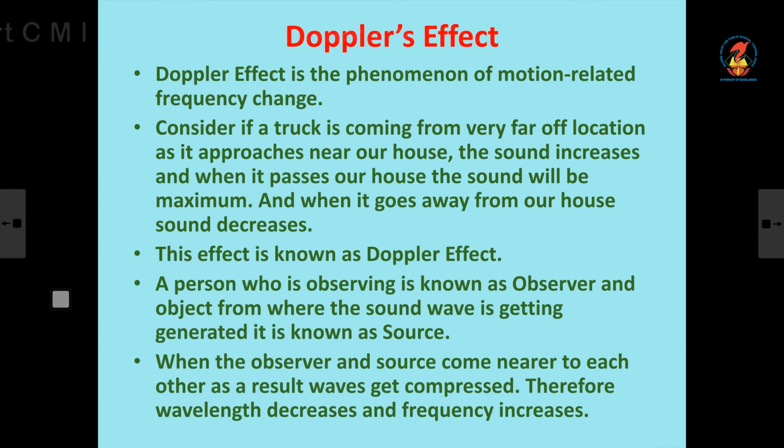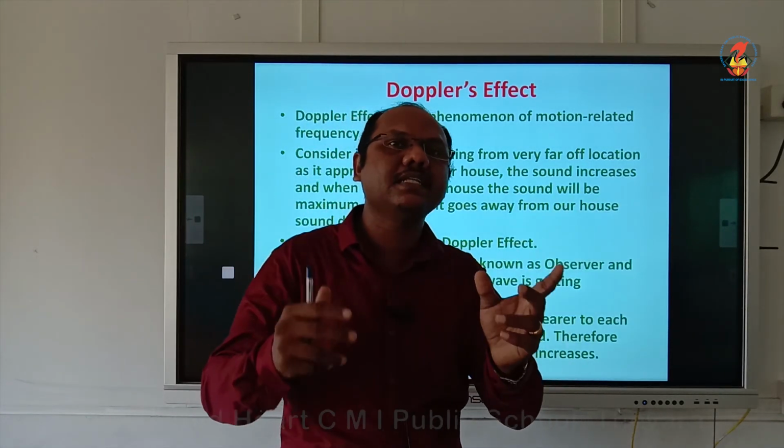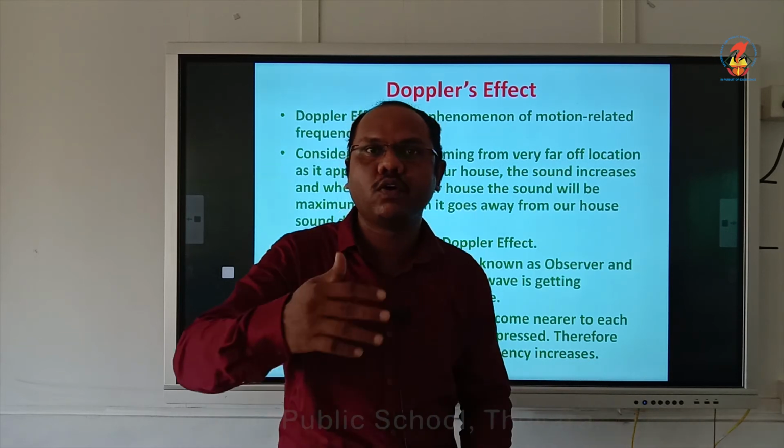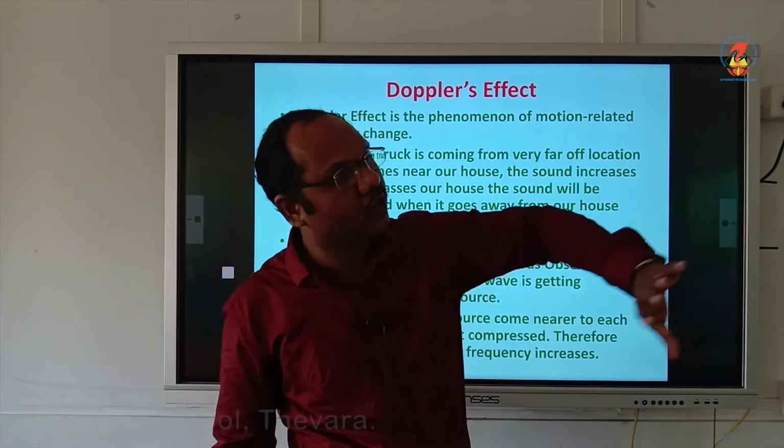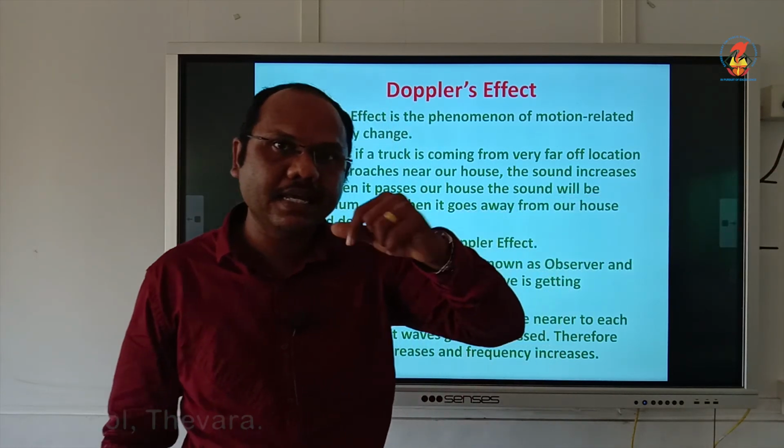So here, when the observer and the source come nearer to each other, the waves get compressed. That is why the wavelength decreases and frequency increases. Similarly, when they are moving away from each other, the waves get dilated. That means rarefaction is taking place. So the frequency appears to decrease. That is why I told you, I am standing, the train is approaching me, the frequency increases. And when the train is going away from me, then the frequency decreases.